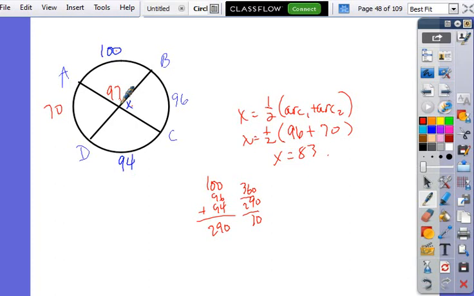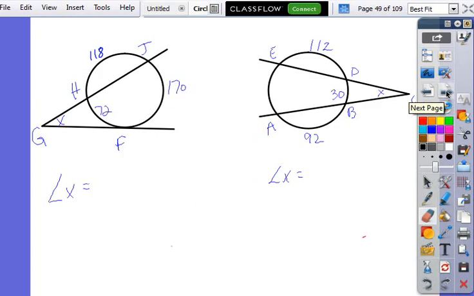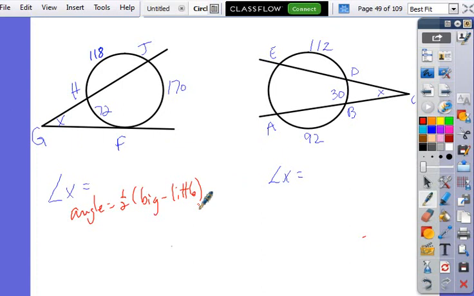All right, so angles outside, the rule says the angle is half of the big arc minus the little arc. Now, when I say big minus little, I'm only talking about the ones in between the angle lines. So that 118 over there is useless for this problem. It would be, in this case, half of 170 minus 72, because those are the big and the little in between the angle lines. So that would be 49. That's what I got.